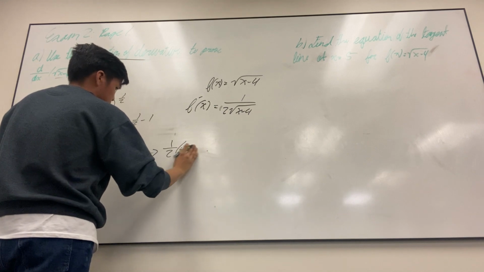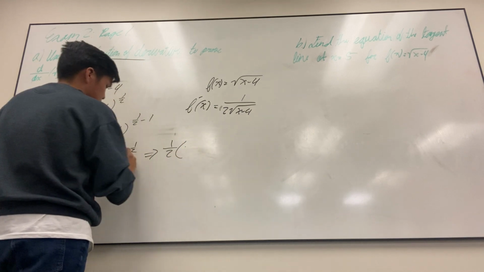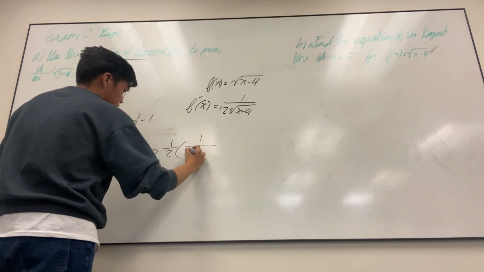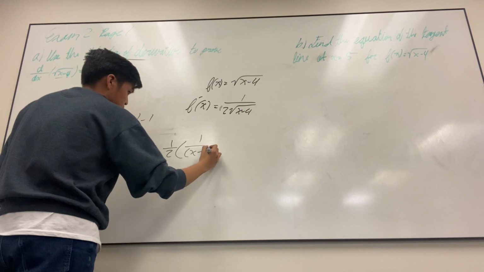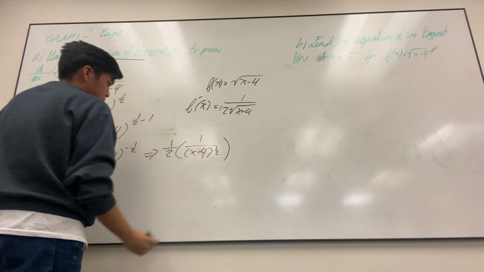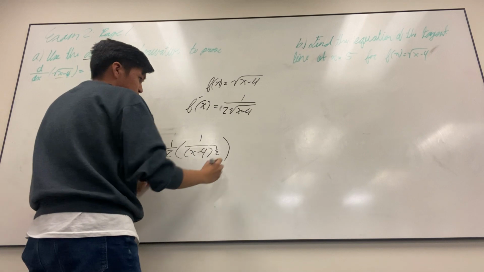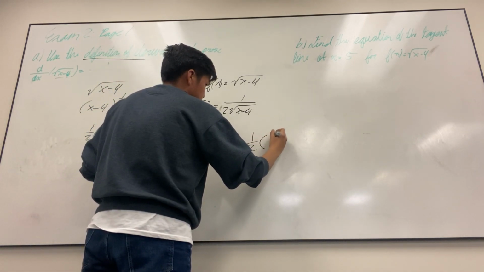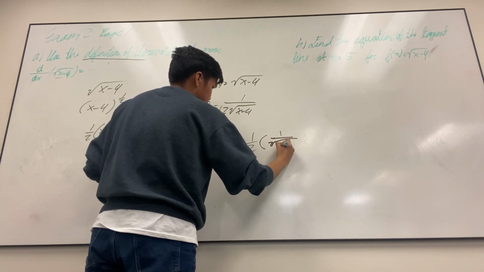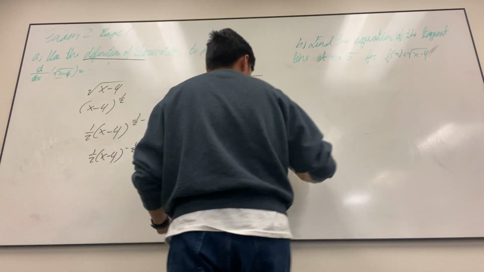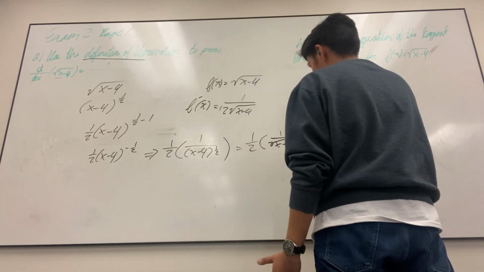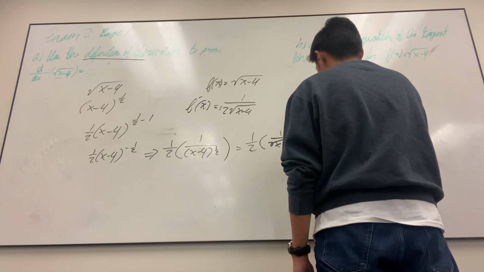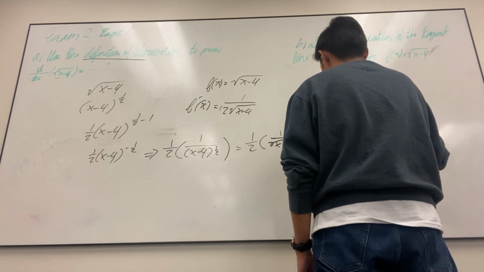Actually, no, I'm not going to do that yet. Remember, to get this negative exponent out of the way, you can rewrite this as a fraction. So you have 1 over x minus 4 to the 1/2. Now this can be simplified back down again. So you're going to have 1/2 times 1 over the square root of x minus 4, which then again simplifies as 1 over 2 times the square root of x minus 4, which is the derivative.